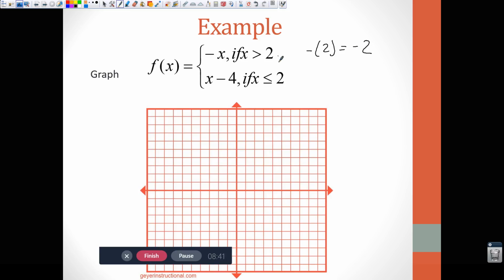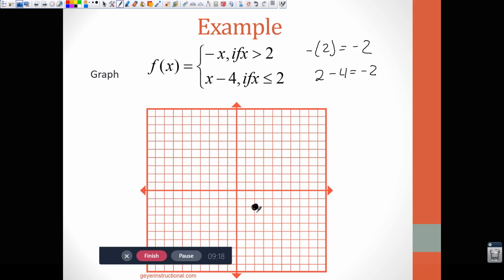So at 2, my point will be at negative 2, and it's going to be open. Okay, now let's substitute this in. 2 minus 4 is negative 2. Okay, and at this point at 2, we're going to be at negative 2 as well, and it is closed. If the points overlap, that is fine. It will look like a closed circle unless both of them are open. But that can't happen here with a function.